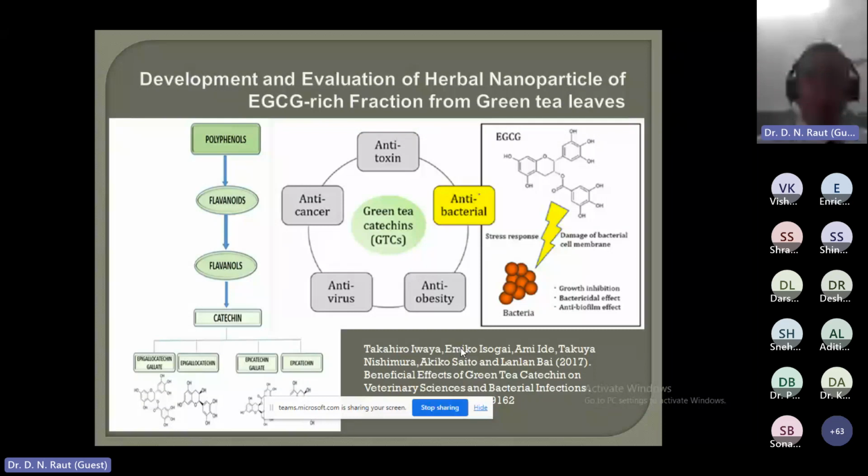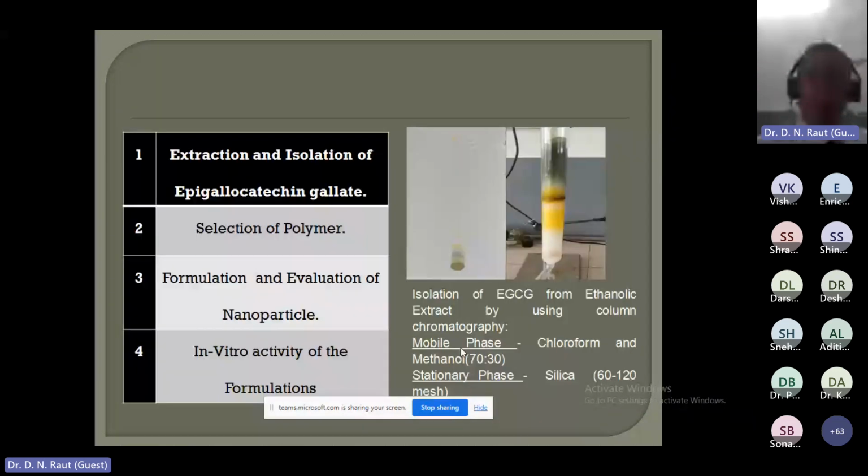So this was our purpose: extraction of that EGCG, then polymer selection, then formulation studies and evaluation of that, and in vitro activity of that formulation. So we have tried to separate these EGCG fractions. We checked and analyzed them by thin layer chromatography, after separating them by column chromatography.